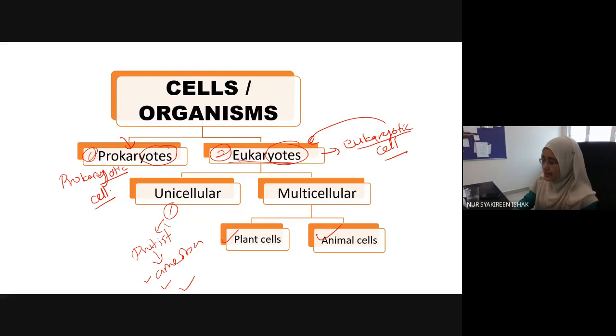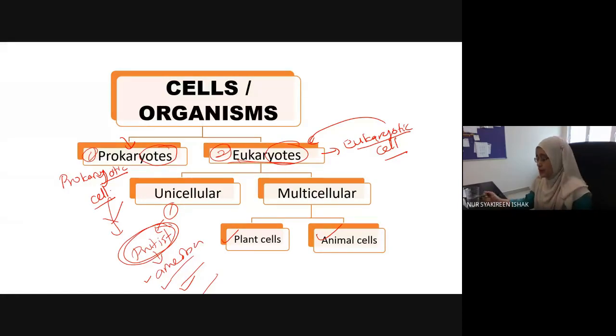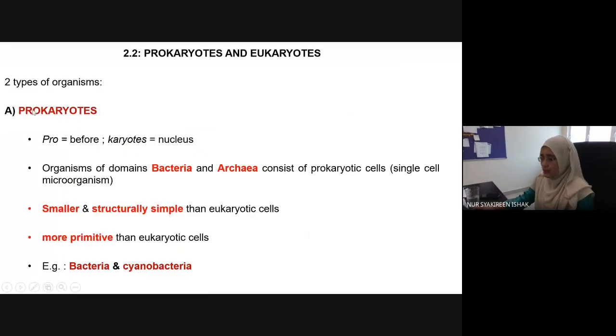Jangan mistake protists tu adalah prokaryote, salah. Protists such as amoeba, paramecium and euglena are not prokaryotes; they are unicellular eukaryotes. They are microscopic and very small, but much bigger than the prokaryotes. Prokaryotes are, for example, bacteria. We are going to look at each one.